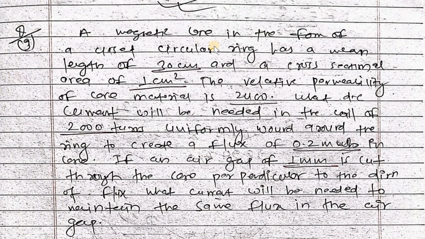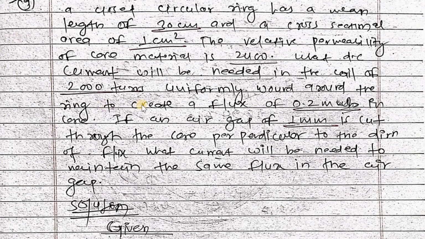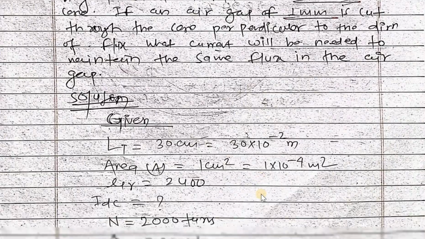And the next problem is: a magnetic core in the form of a closed circular ring has a mean length of 30 centimeter and a cross sectional area of 1 centimeter square. The relative permeability of the core material is 2400. What DC current will be needed in the coil of 2000 turns uniformly wound around the ring to create a flux of 0.2 milliweber in the core if an air gap of 1 mm is cut through the core perpendicular to the direction of flux? What current will be needed to maintain the same flux in the air gap?